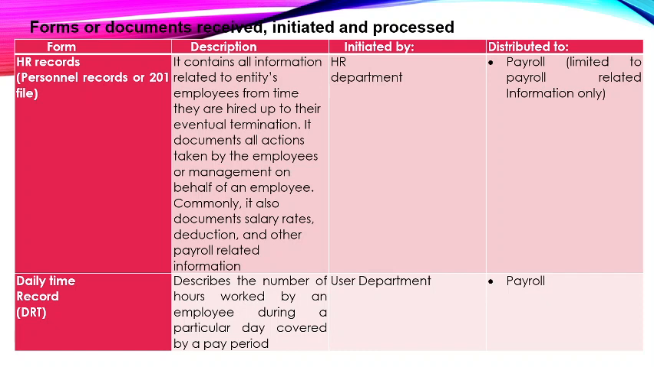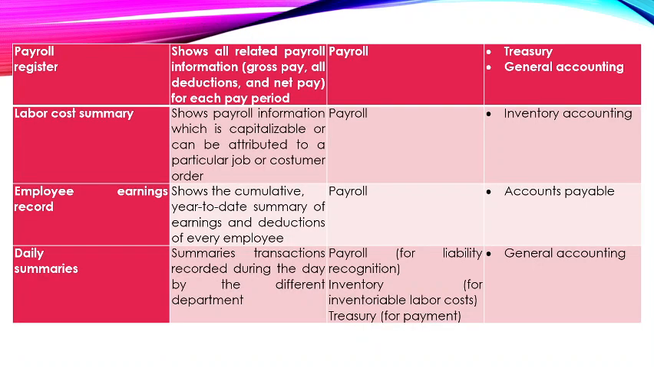The DTR, or daily time record, describes the number of hours worked by an employee during a particular day covered by a pay period. This goes from the users department to payroll. The payroll register shows all related payroll information: the gross pay, all deductions, and the net pay of each employee for each period. It goes to payroll, the treasury, and general accounting. The labor cost summary shows payroll information which is capitalizable or can be attributed to a particular job or customer order.